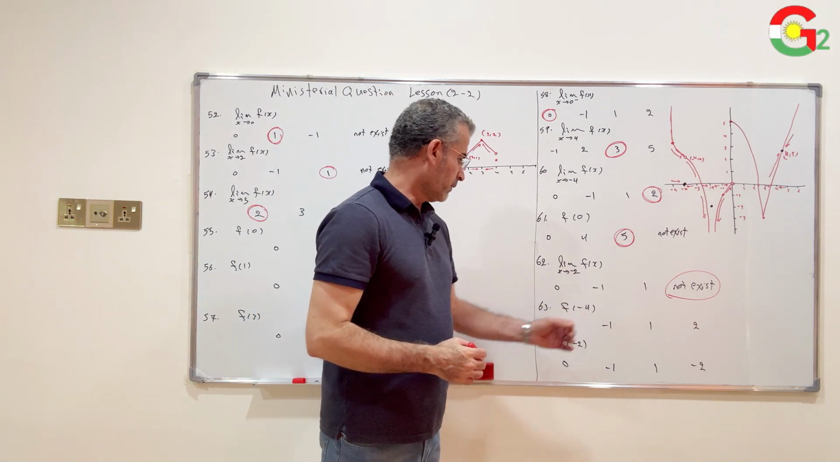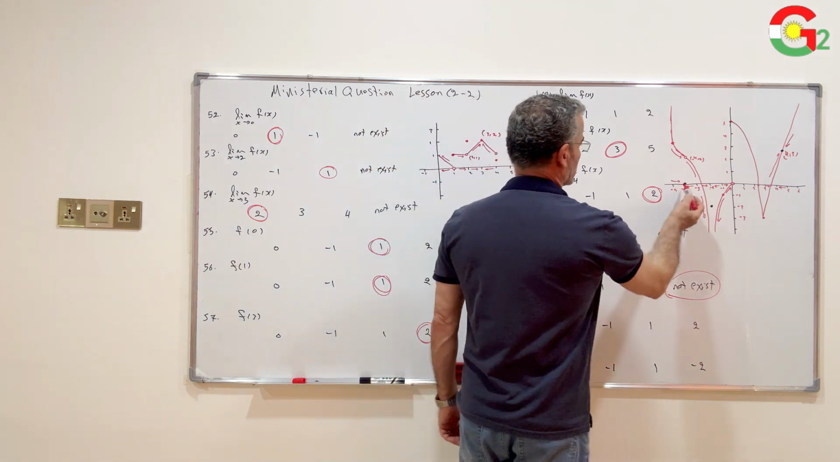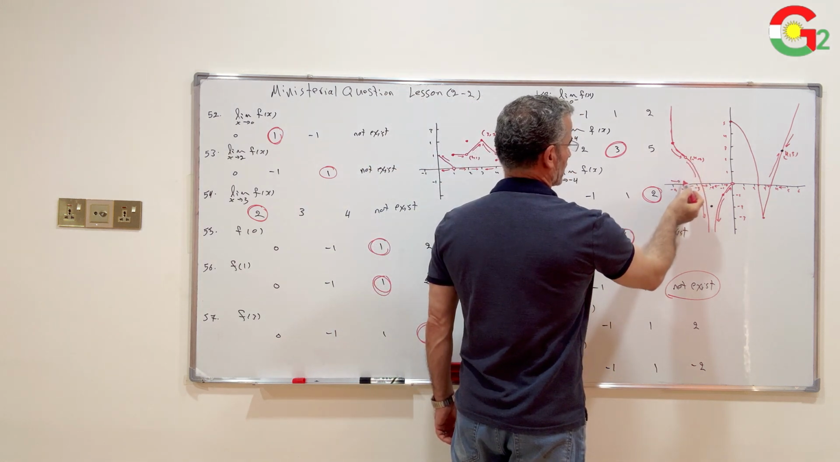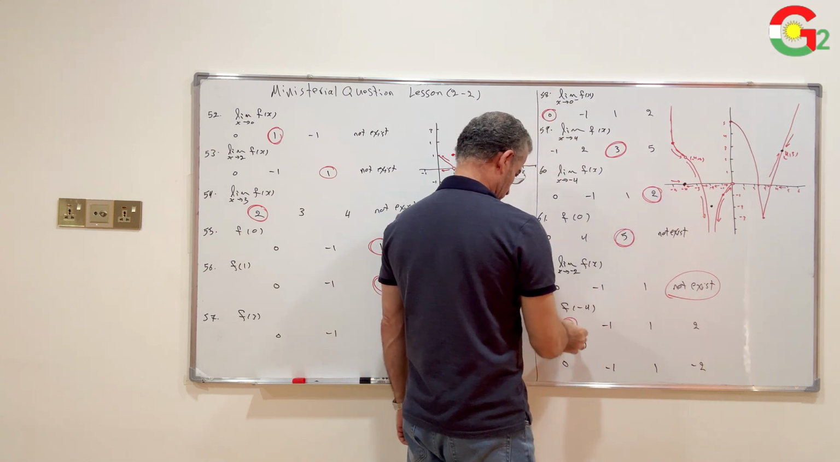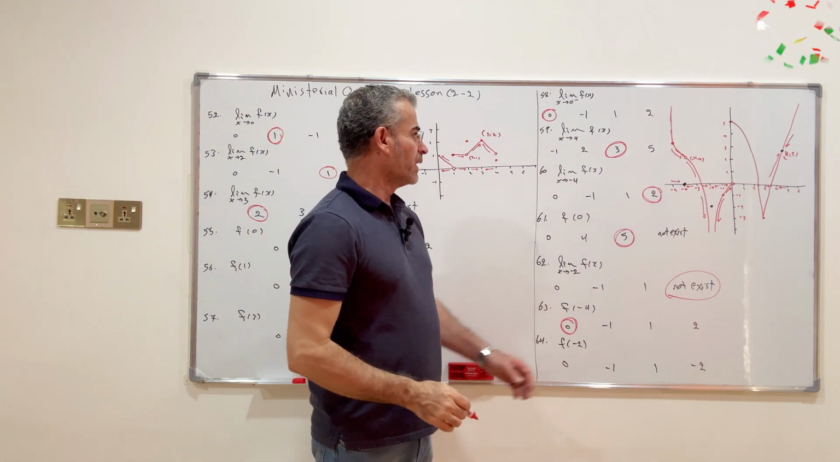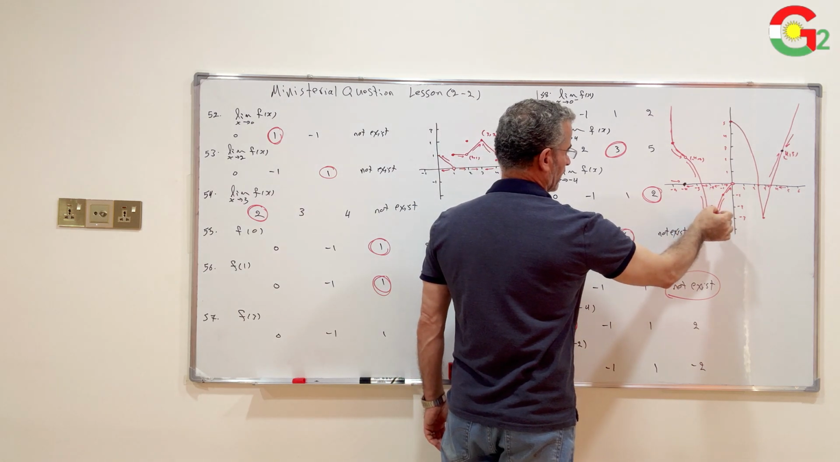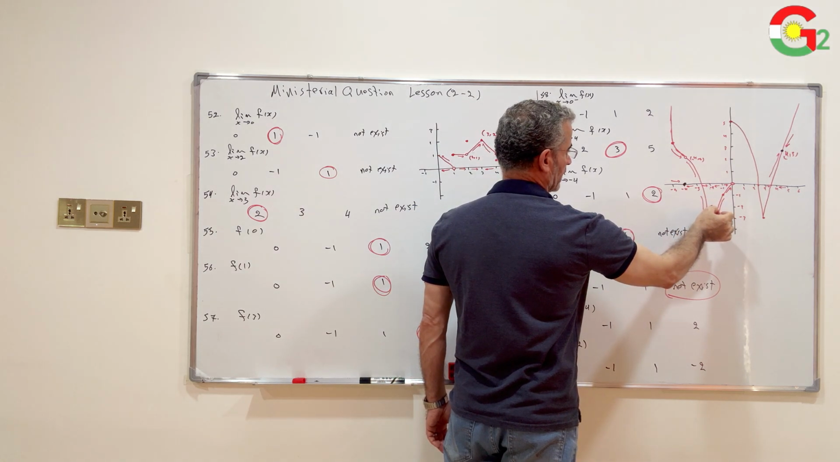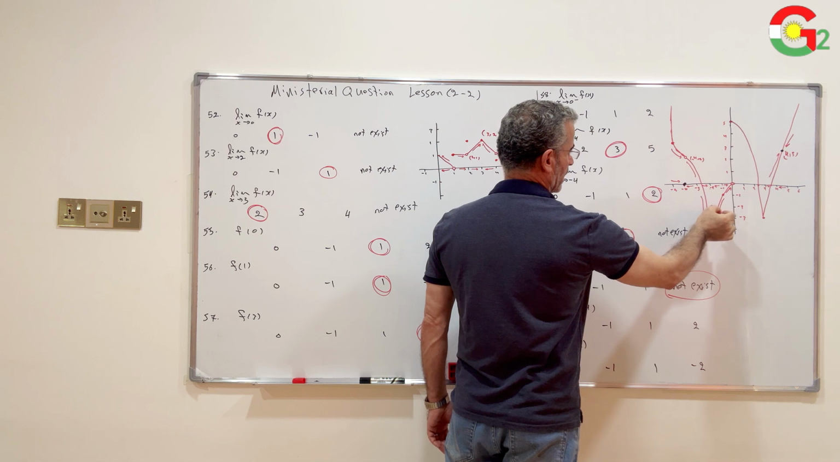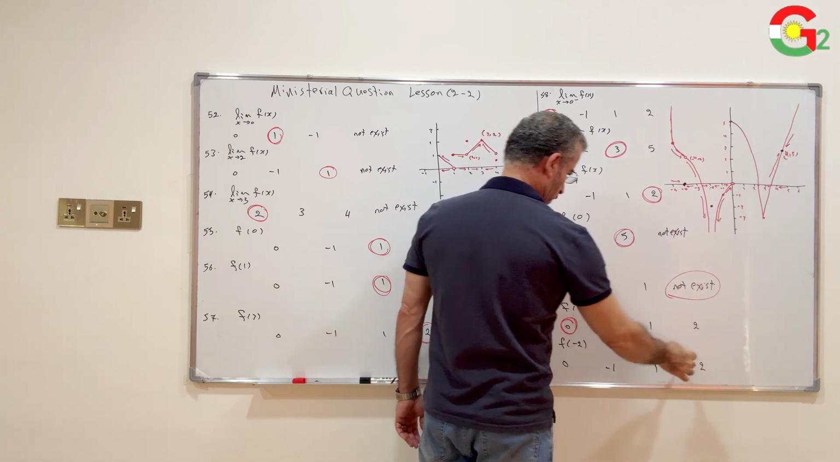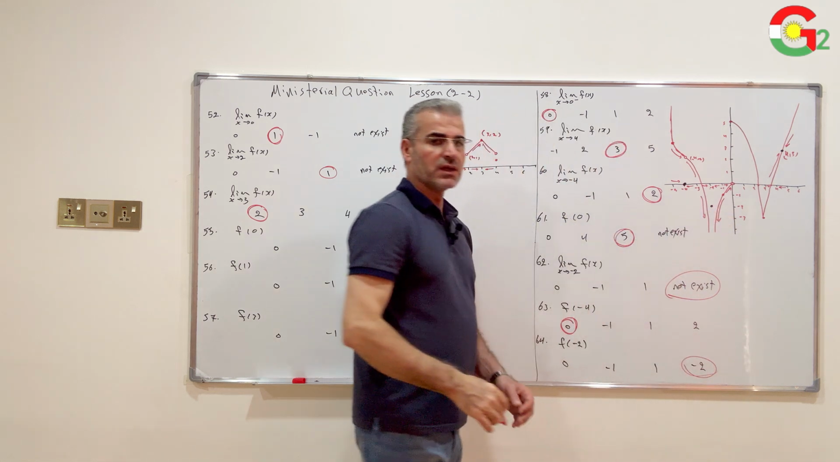f of negative 4. This is negative 4. We have a gap here, but the function is defined here, f of negative 4 is 0. f of negative 2. The limit does not exist, but the function is defined at this point, the coordinates are (-2, -2). The right choice is D.